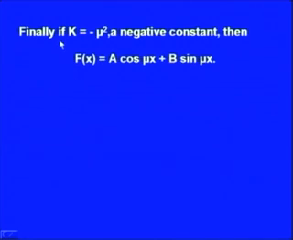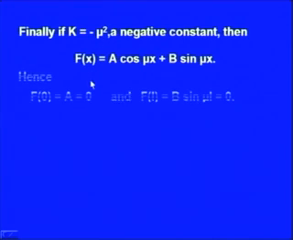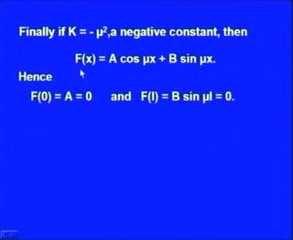Let us now consider k to be negative, and since k is a negative constant, we can take it as negative of mu square. Then the second order differential equation for f leads us to this solution, f(x) equal to a cos mu x plus b sin mu x. Now, making use of f(0) equal to 0, it follows that a is equal to 0, and when you take f(l) equal to 0, we get b sin mu l equal to 0.